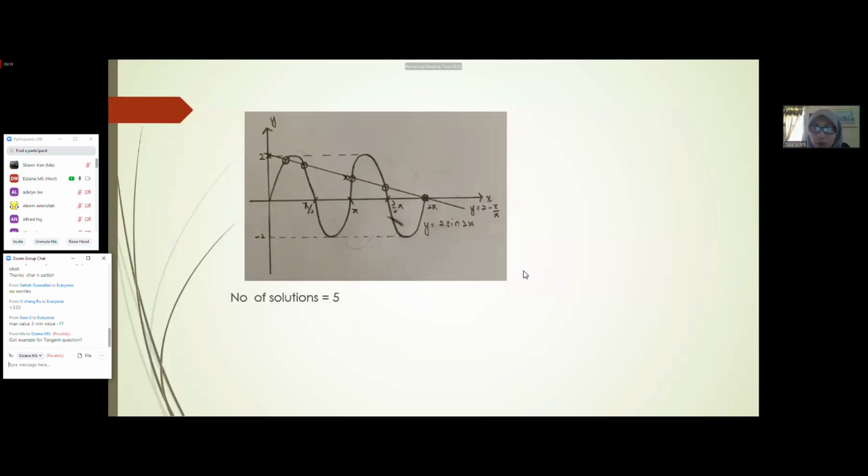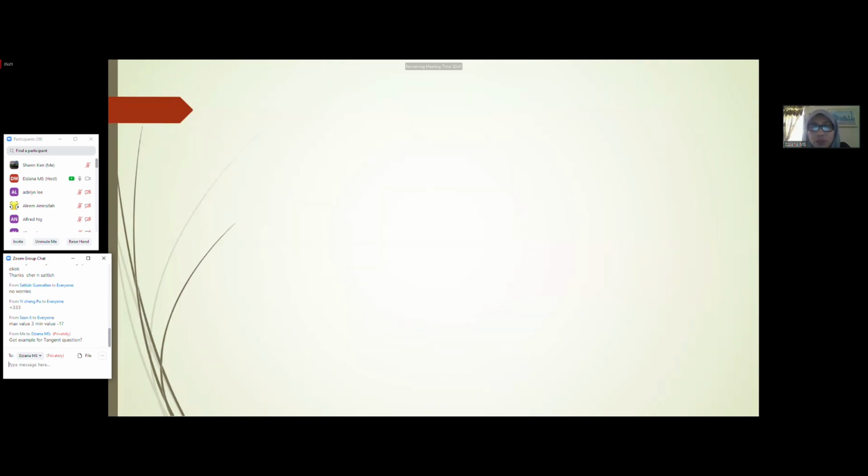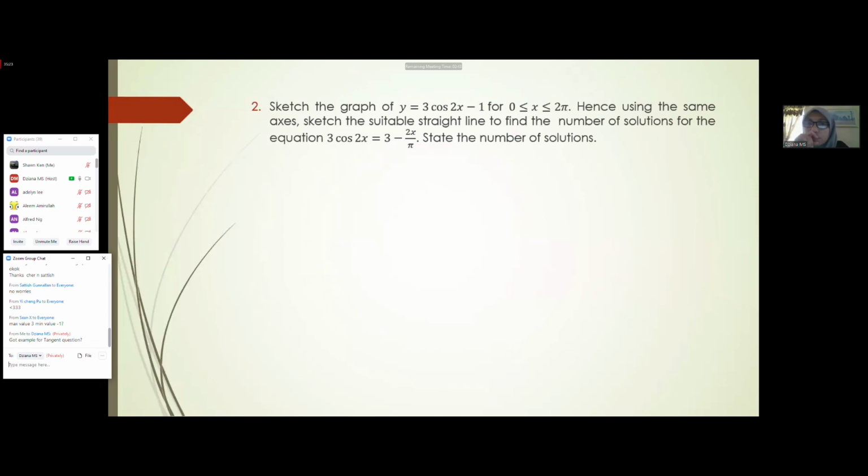Any more question? Okay. I have these 2 questions for you to try. Can you just copy, try to do it, and give me your answer once you have done this? The first one: 3 cos 2x minus 1, and then the equation is 3 cos 2x equals 3 minus 2x over pi. That will give you 6 marks.